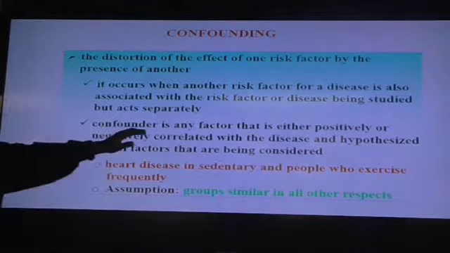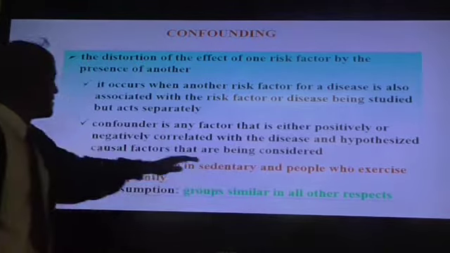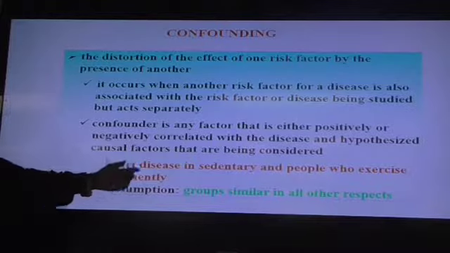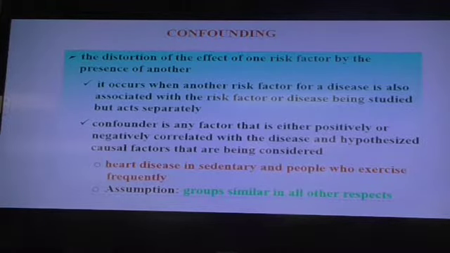So a confounder can be what? Either positively or negatively correlated with the disease or the factor. So it can be related to both the factor that you are looking at and also the outcome at the same time. But I guess again, it doesn't affect only one way, it affects both ways, either positively or negatively. So again, this is the example that I used initially.